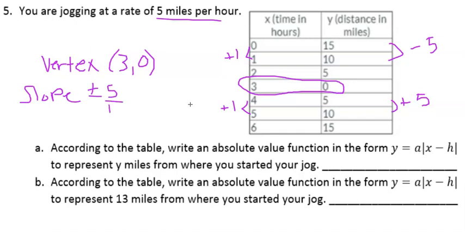To figure out which one we're going to choose, we'll go ahead and sketch a graph of these 3 points. So we have (3, 0), (2, 5), and (4, 5). If we connect the dots, it looks like our absolute value is pointing upward, it's opening upwards. So since it's concave up, that means we're going to use the positive slope. So it's going to be 5.